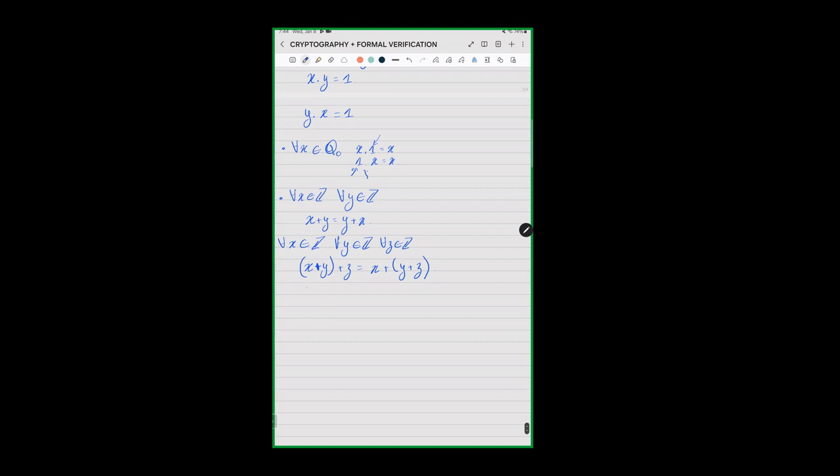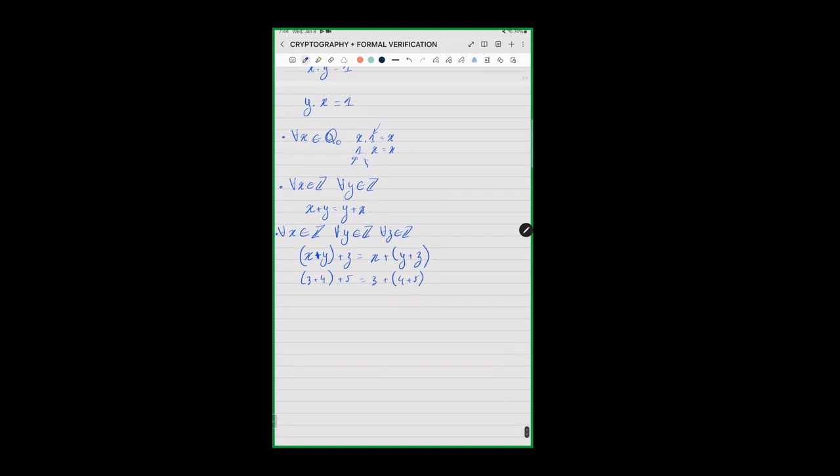So again, just as an example, if you take 3 plus 4 plus 5, it's exactly the same as 3 plus 4 plus 5 with the other grouping. That's pretty obvious. And so that's called the associativity property. Associativity. And here is the commutativity. Commutativity.